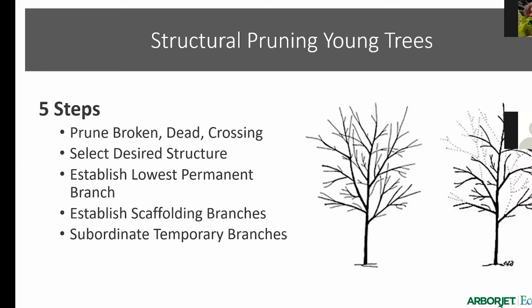But if the left side is growing faster than the right, or it has more sun on one side than the other, we may subordinate to keep that tree balanced through pruning. But we're going to start to establish long-term scaffolding branches and start slowly removing those temporary branches that were feeding the trunk over time. So this is also a good business model.